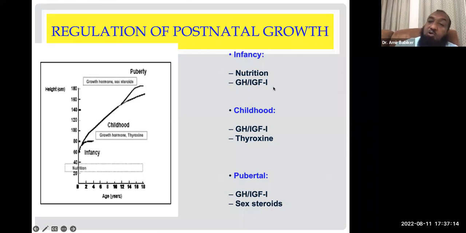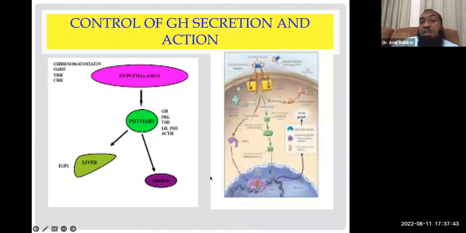However, the control of growth in infancy is mainly by nutrition, and then by the growth hormone IGF-1 axis. In childhood, the growth hormone IGF-1 axis, and also thyroxine has a major role. Thyroxine is also important in other periods, but it is number 2 in the childhood period. And then during puberty, the growth hormone IGF-1 axis is the main one, with the help of sex steroids, which help the growth of the spine. This is just telling you about the different levels.